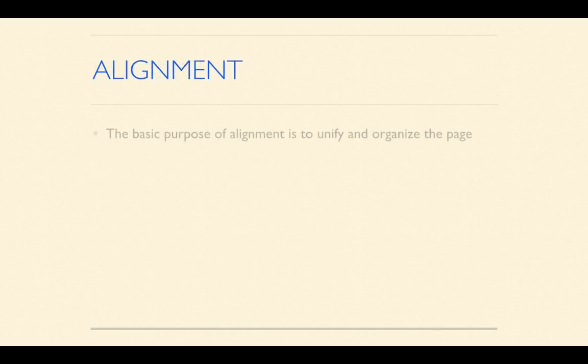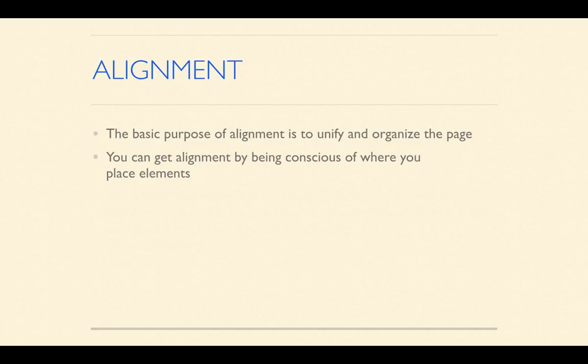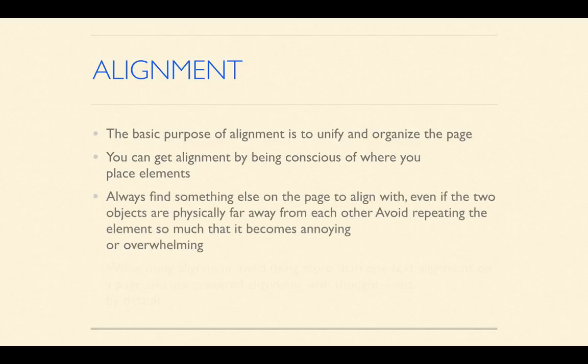And then we have alignment. And the basic purpose of alignment is to unify and organize the page. So you can get alignment by being conscious of where you place the elements. And again, we want to do that by eye, because that was one of the 20 things, really going way back now, that we talked about. That's in the beginning of the book, about those 20 things that are good to know about design. So always find something else on the page to align with, even if the two objects are physically far away from each other.